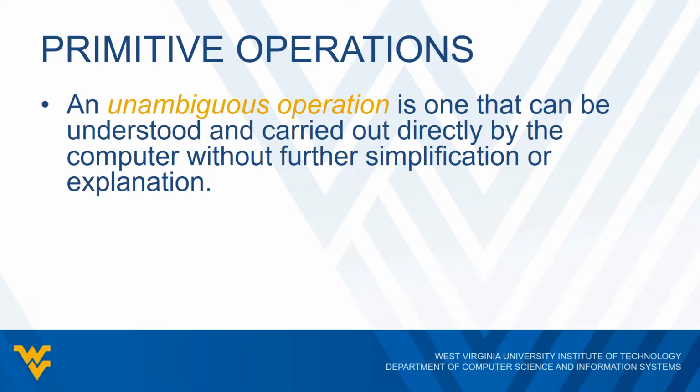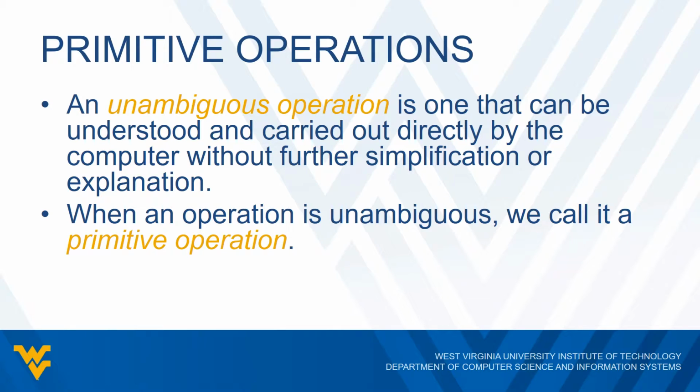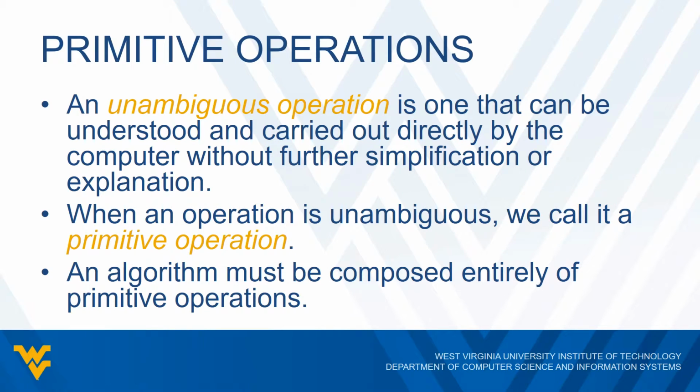We don't need to simplify the instructions anymore. We don't need to provide further explanation. We give a step to the computer and it can handle that step without any other information. So that's what we mean by an unambiguous operation. When this happens, we say that the operation is primitive. So an unambiguous operation is a primitive operation. That means our algorithm needs to be composed entirely of primitive operations.